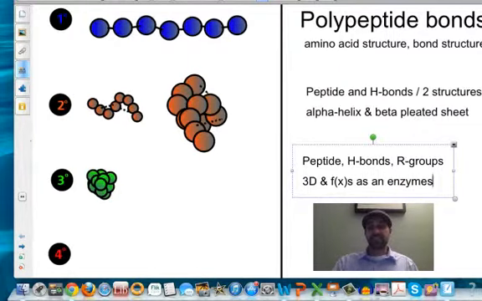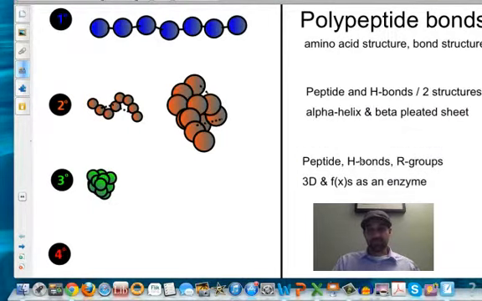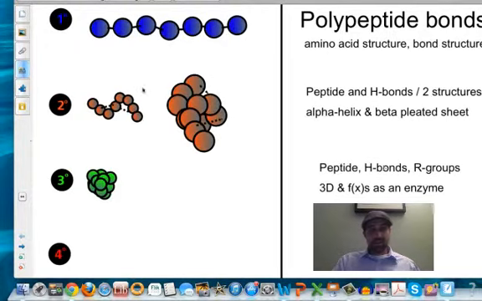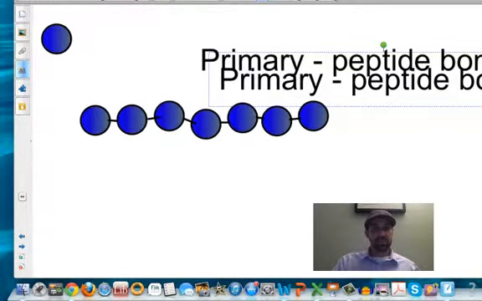So that functions as an enzyme. So extraordinarily important in terms of that. Okay. And now finally we go all the way out to the quaternary structure protein.